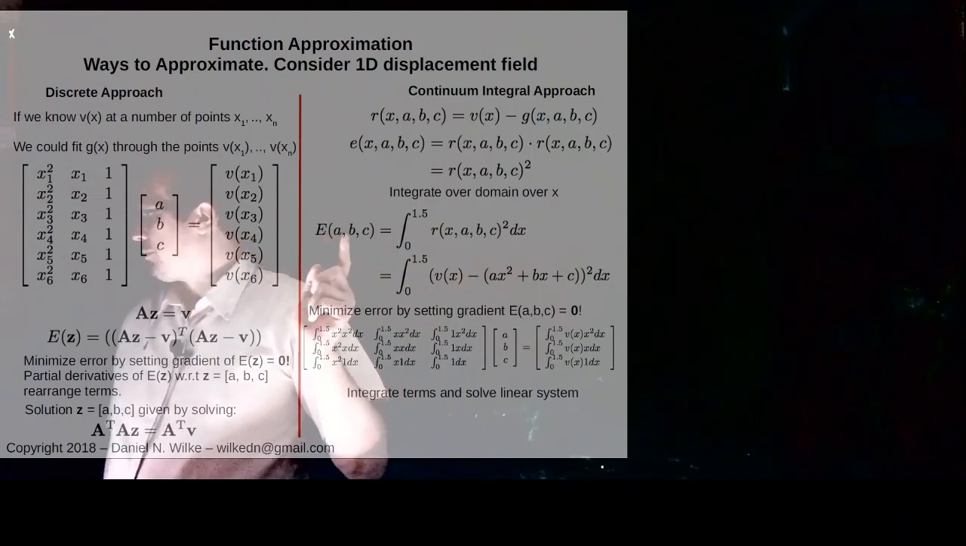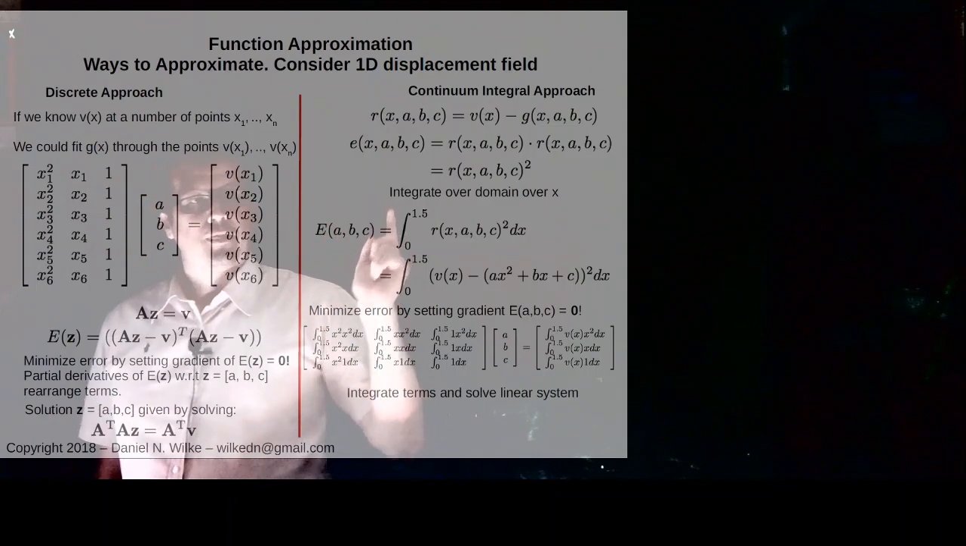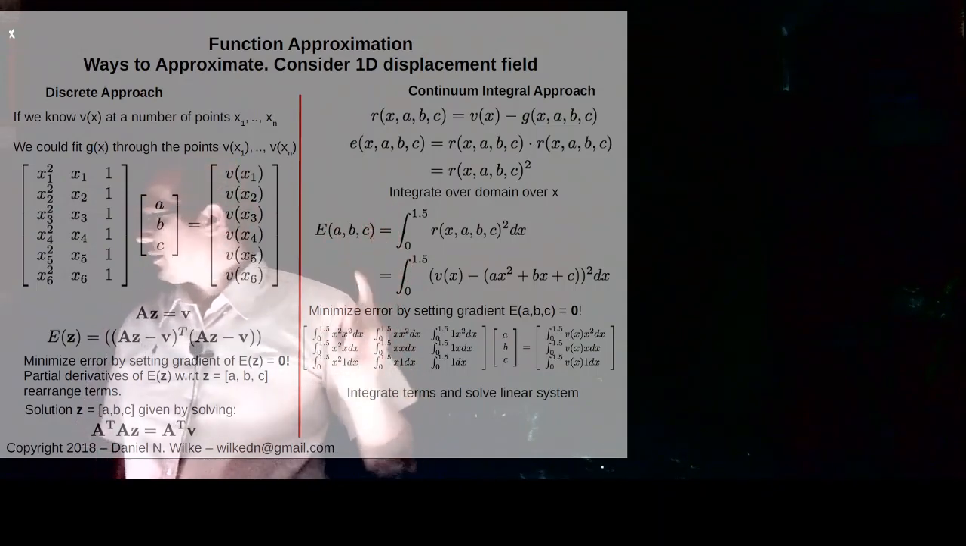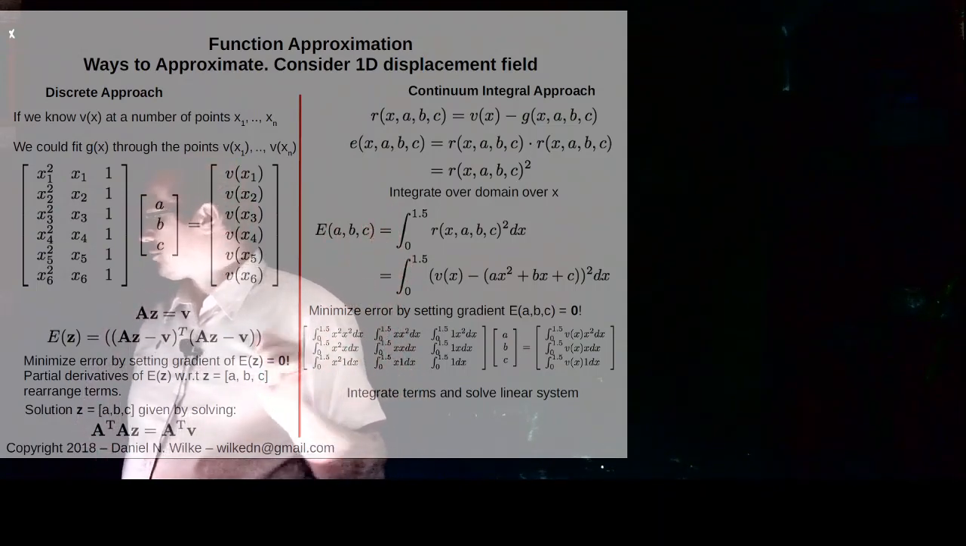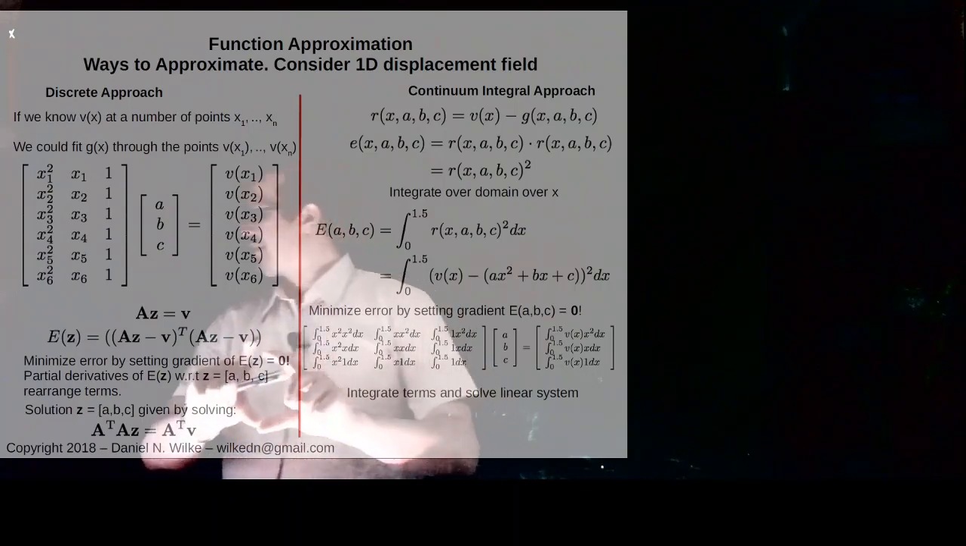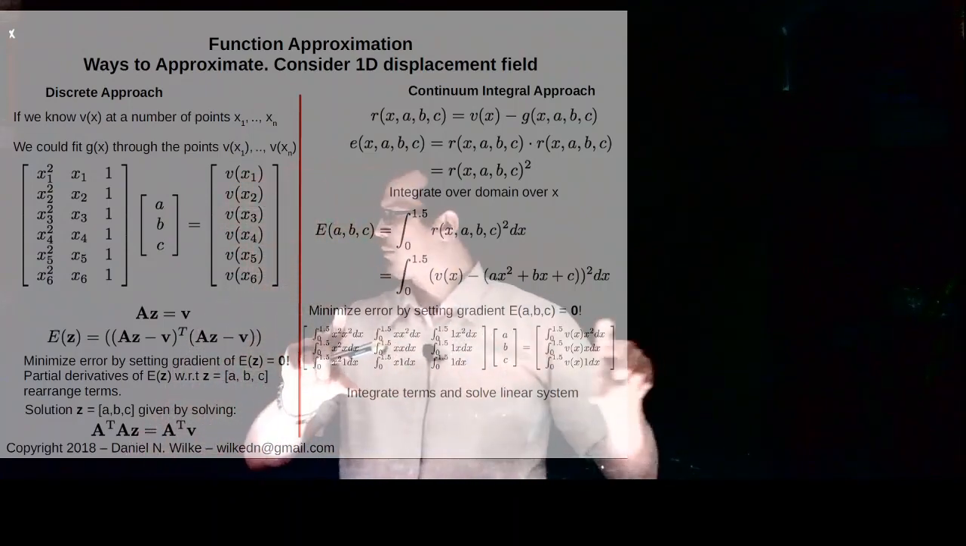I can say, beautiful. If I can set the gradient equal to 0 and solve for that, then I could solve for this system. So let's go and do that. So this is sort of the final result. Here's the final result that we've obtained.